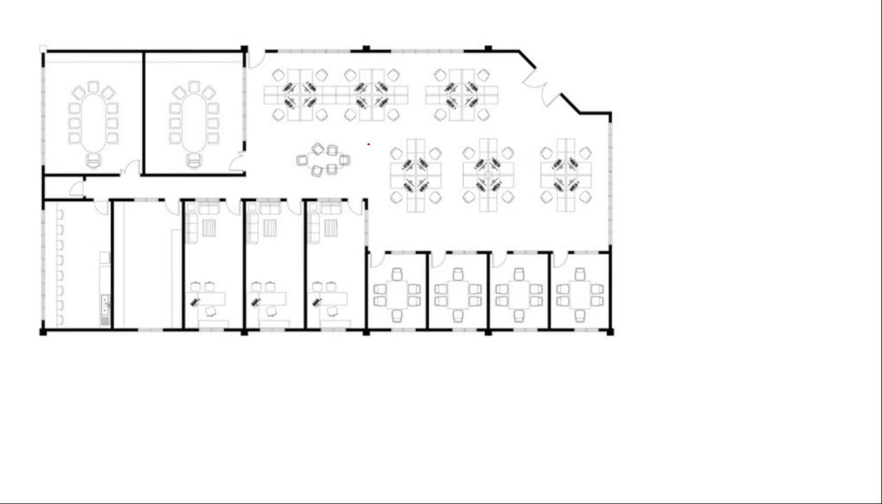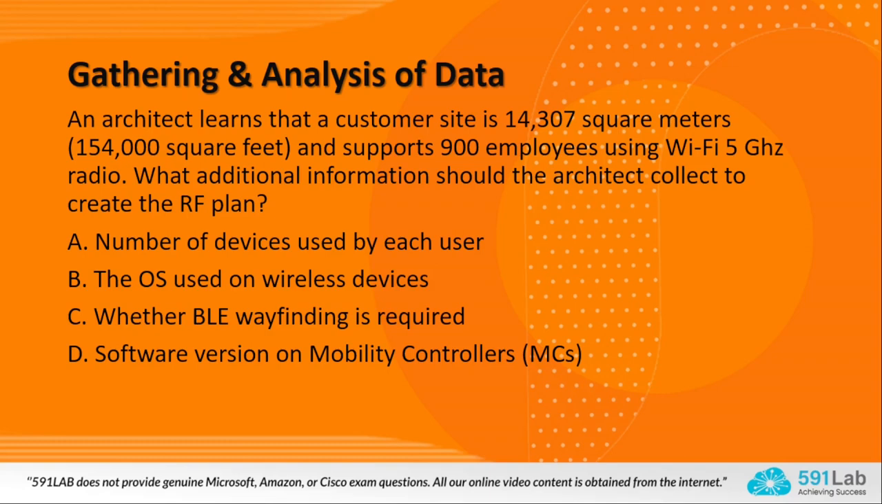So we'll check the answers now. Option A, number of devices used by each user. Number of devices used by each user is required to have an idea of Wi-Fi client density. So this looks correct. Let's go through the others. Option B, the OS used on wireless devices. The OS used on wireless devices does not have any impact on RF plan. So this is not correct.